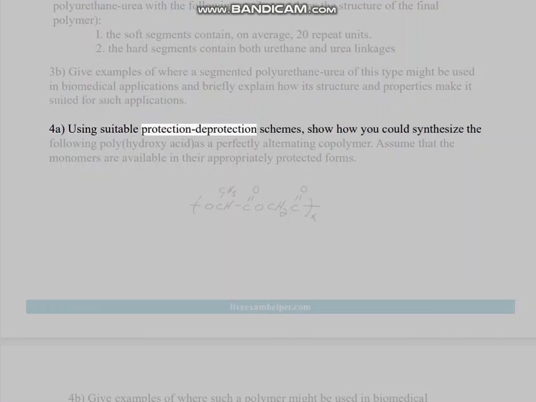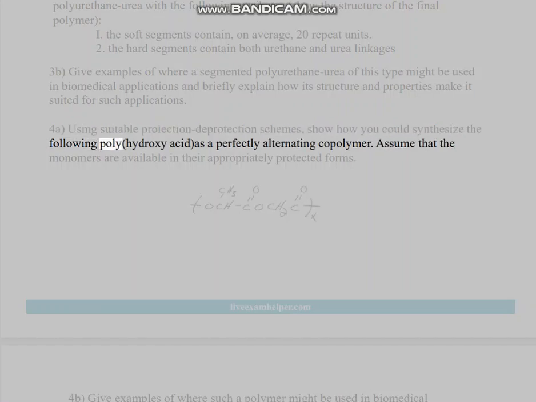4a. Using suitable protection-deprotection schemes, show how you could synthesize the following polyhydroxy acid as a perfectly alternating copolymer. Assume that the monomers are available in their appropriately protected forms.